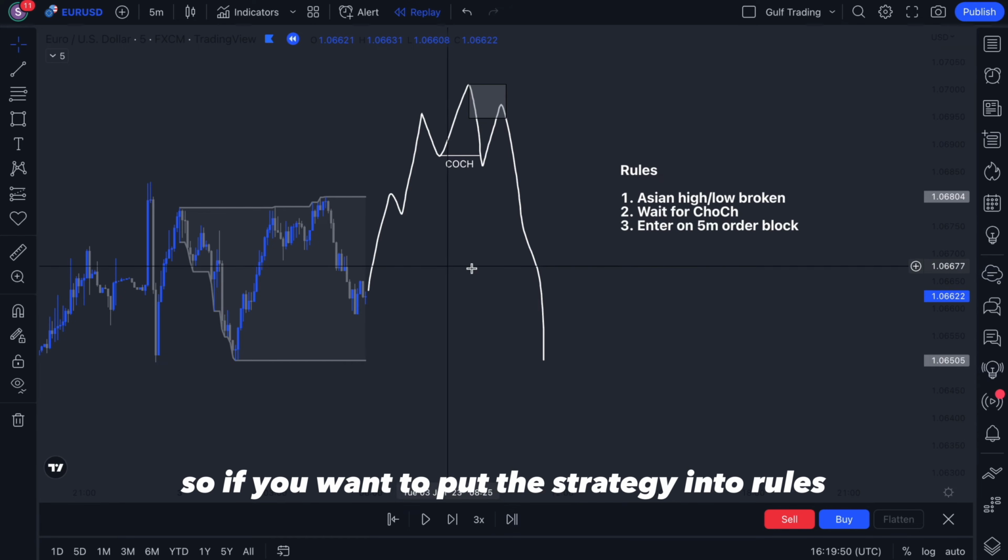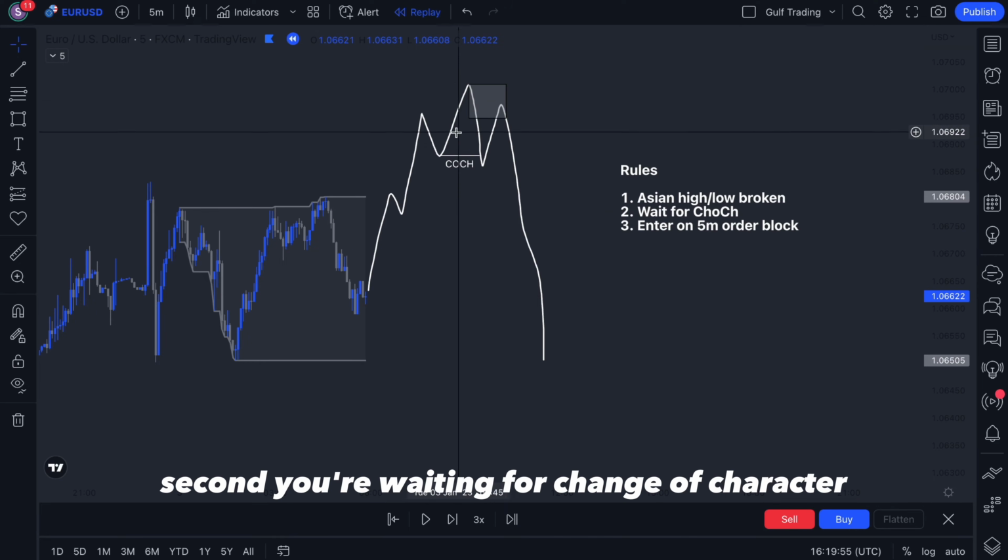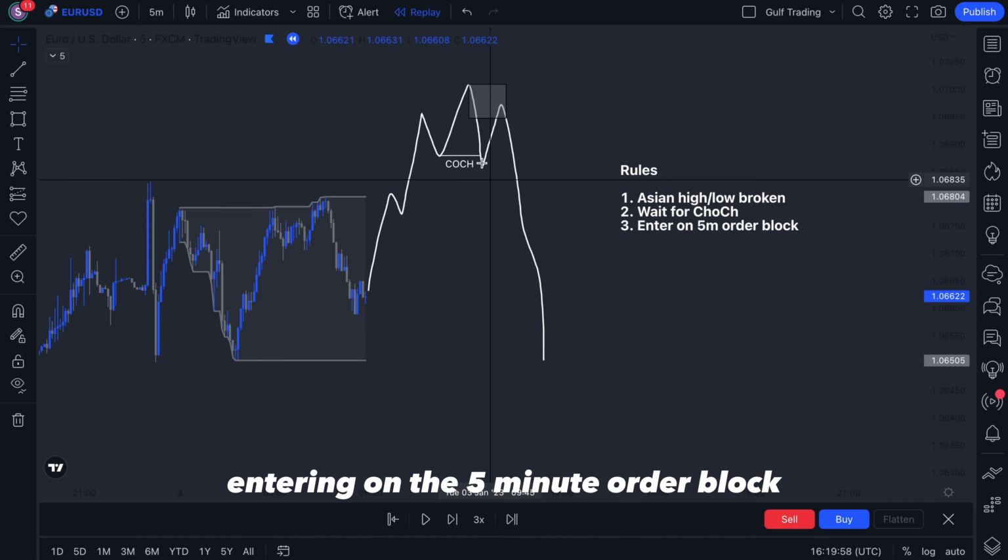So if you want to put this strategy into rules, this is what I do. First of all, you're waiting for the Asian high or low to be broken. Secondly, you're waiting for a change of character. And then third, entering on the 5-minute order block.